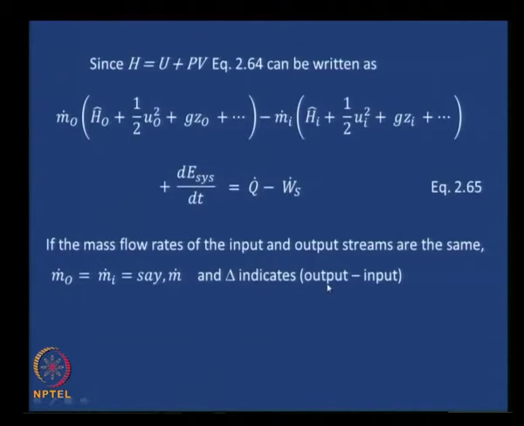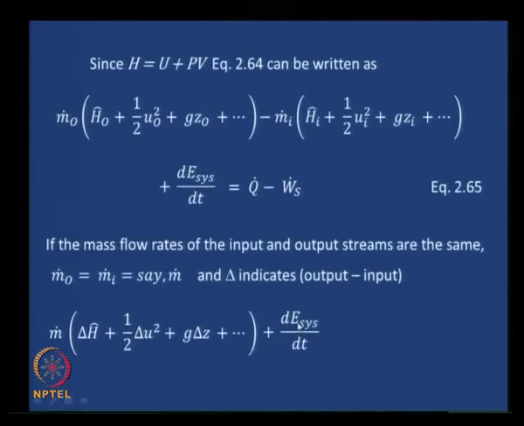and we indicate output minus input by the delta, you see there is an output here, there is an input here, there is a minus here. If you can indicate that by the delta, then we can write m dot take out, then HO hat minus HI hat, that becomes delta H hat, plus half of UO squared minus UI squared, that becomes delta u squared, plus G of ZO minus ZI, which becomes G times delta Z, and hopefully you can write the other terms in terms of the differences. So, that is indicated by the dot dot dot. This is for the terms that correspond to the other energies, plus the remaining terms, d/dt of the E of system equals q dot minus Ws dot. We will call this equation 266.